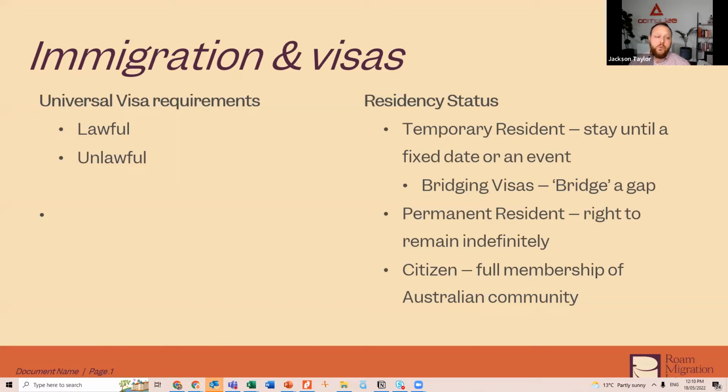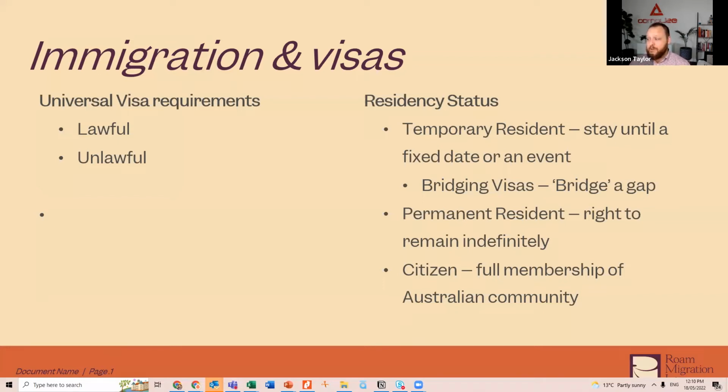And there are different ways to regularize your status, which is to say to go from someone who has potentially overstayed a visa, they forgot, they didn't leave the country before their visitor visa expired or their student visa expired or whatever visa, they can seek a bridging visa. And then in some circumstances, they can potentially seek another visa while they're in Australia, although quite often they will have to leave.